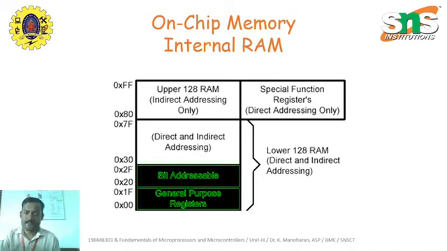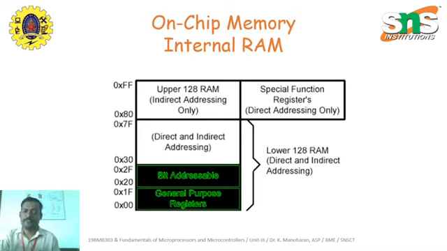And then from address 30 to 7F, this is the area for direct and indirect addressing. Whatever data we access directly or by using the indirect addressing mode will be available in this range, from 30 to 7F.